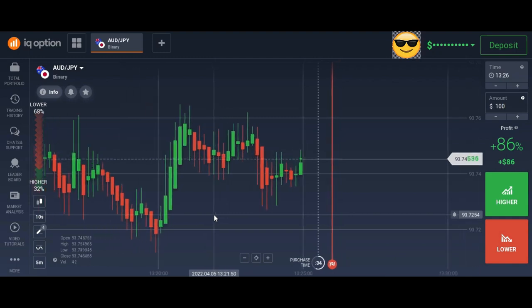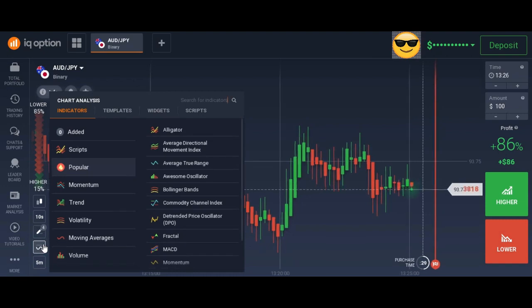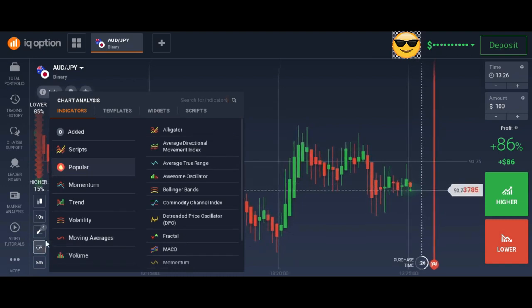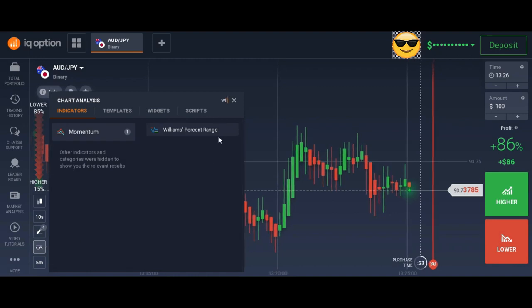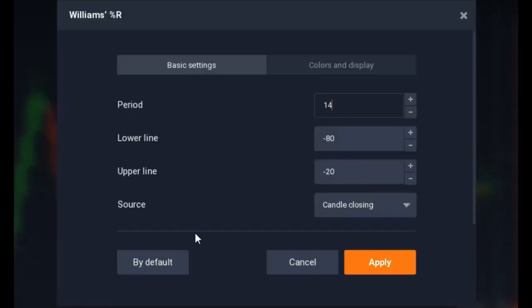Okay, we will use the following indicators. Williams' percent range, in period we put 6. In lower line we put minus 95. In upper line minus 10. In source, candle closing.